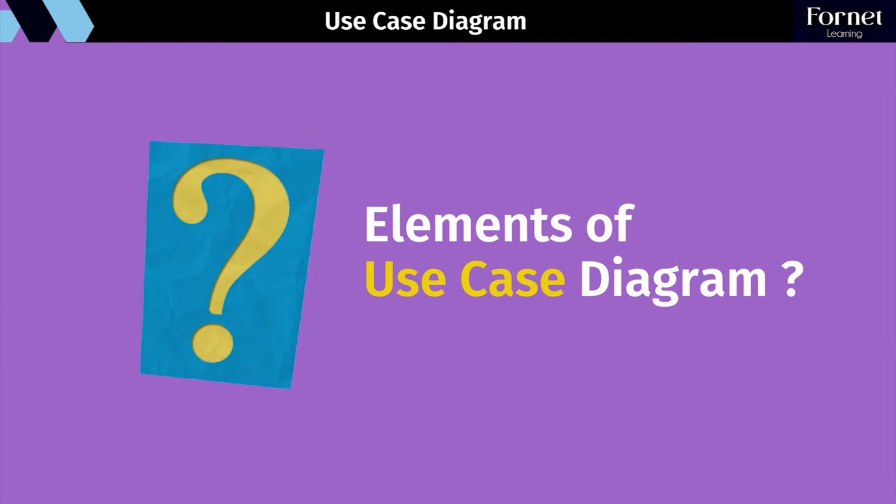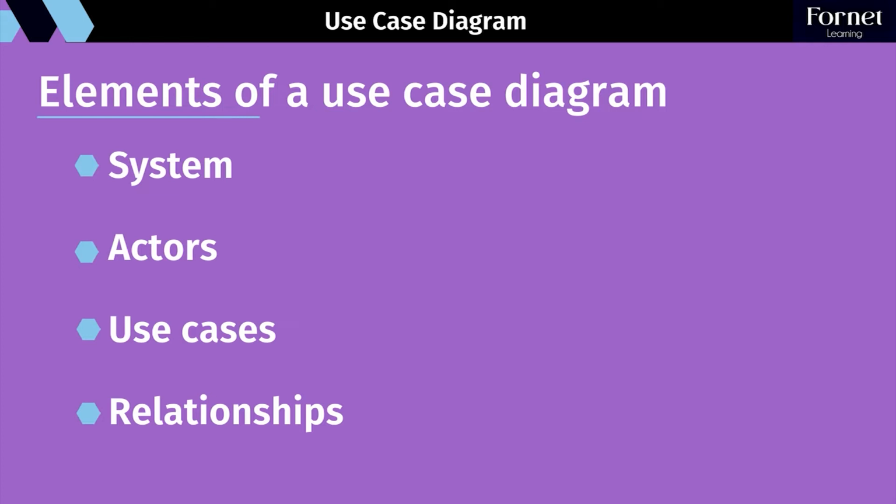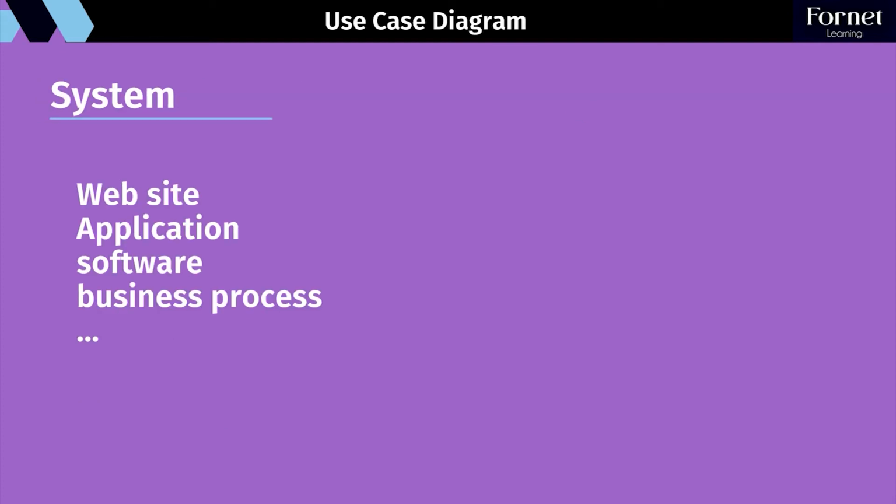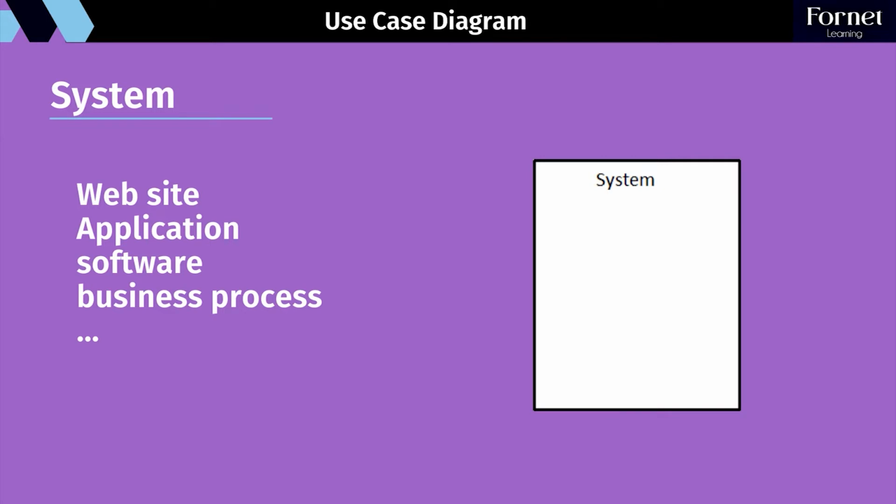Let's get it now on the use case diagram elements. Well, there are four elements in a use case diagram, which are system, actors, use cases, and relationships. We start with the first element, which is the system. A system can be a website, can be an application, a software, or a business process. System is usually represented by a rectangle that include all the use cases.